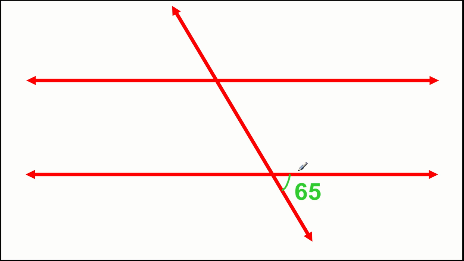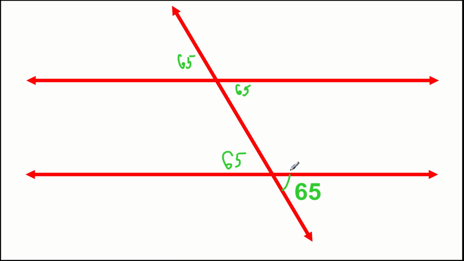So if this is 65, that's a vertical angle straight across, that's 65. Bottom right, 65. Corresponding angle on the bottom right, 65. 65 here. All of those are our smaller angles. All of those either are corresponding or vertical angles, depending on which way we did it. So all those are 65. Everybody good with that part?